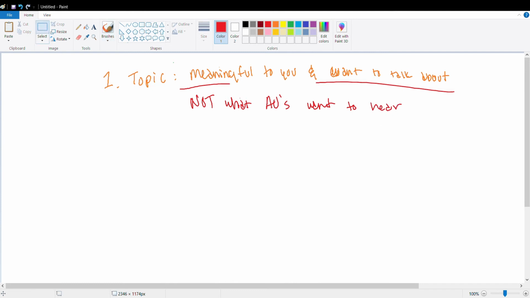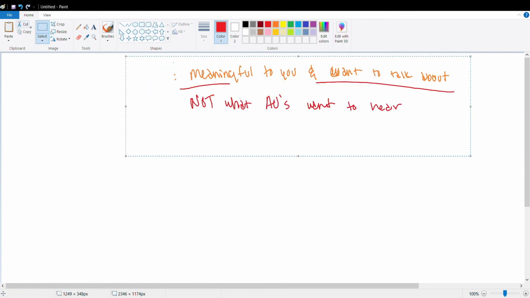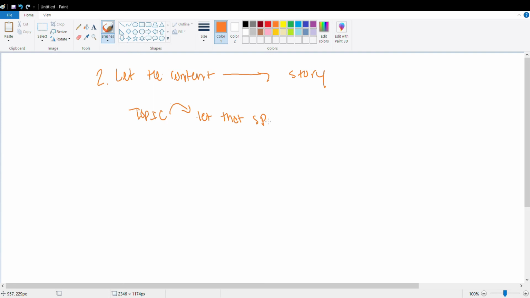And with that in mind, we can move on to assuming that you have a topic and you're at the stage where you want to be able to storytell about the topic, how you can be able to do that. Number 2 is let the content drive the story. Essentially, what that means is whatever you choose to talk about, whatever your topic is, let that speak for itself. Oh my gosh, I'm speaking in riddles.